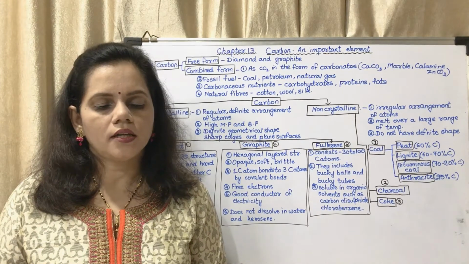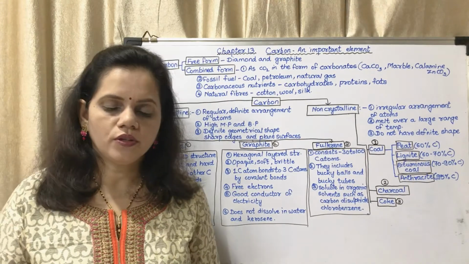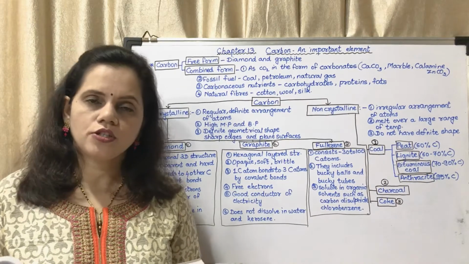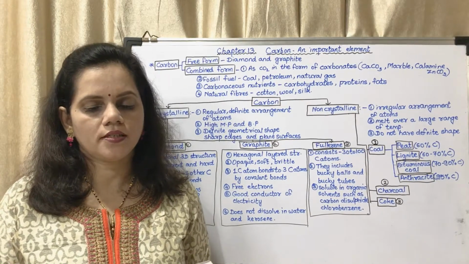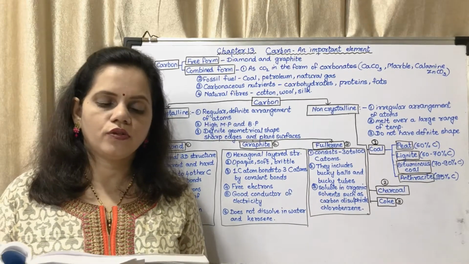Coal and coke are the non-crystalline forms of carbon. Coal is a fossil fuel. It contains carbon, hydrogen and oxygen. It also contains nitrogen, phosphorus and sulfur. It occurs in solid state. It is of 4 types.